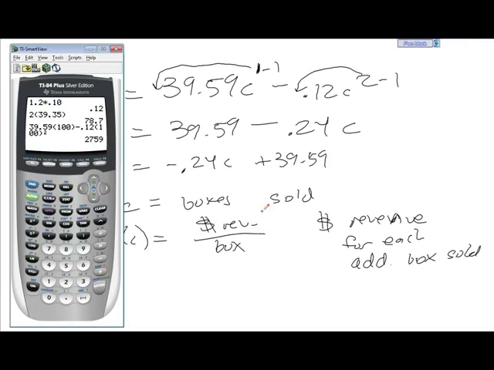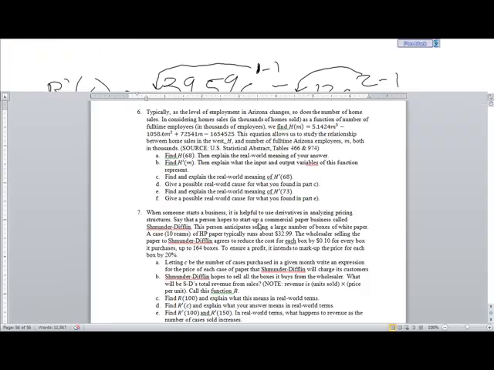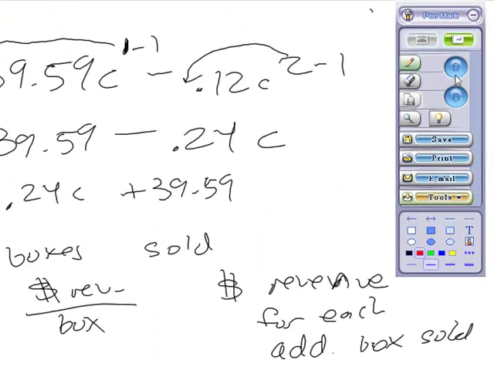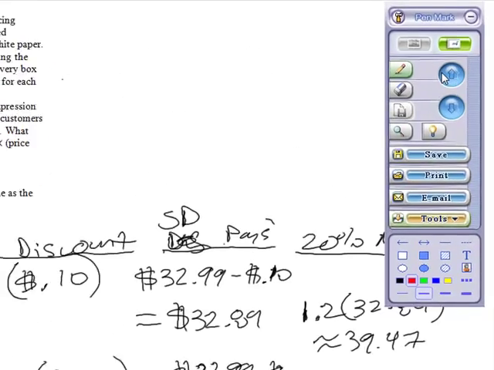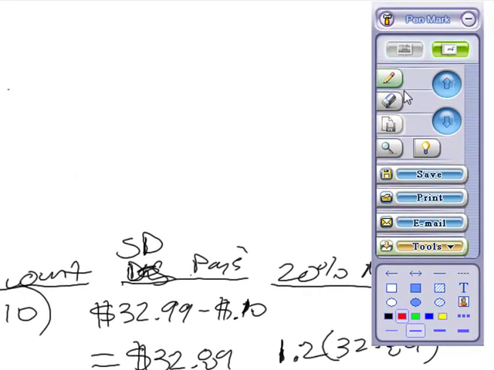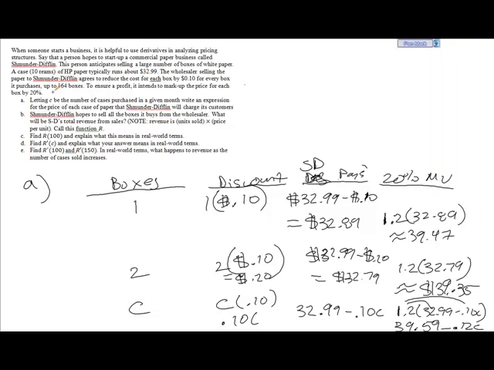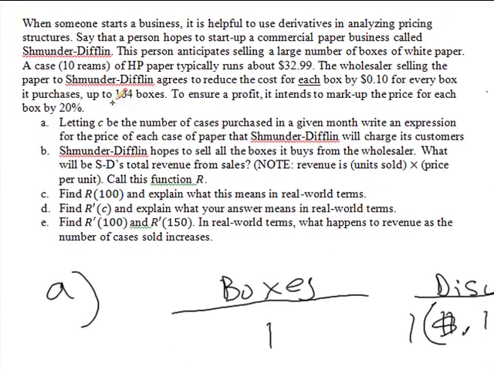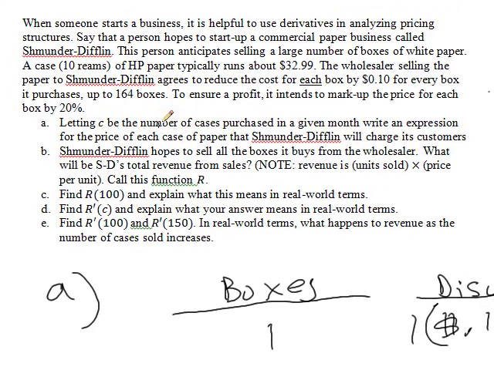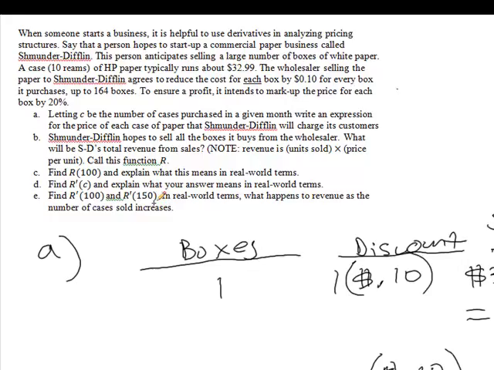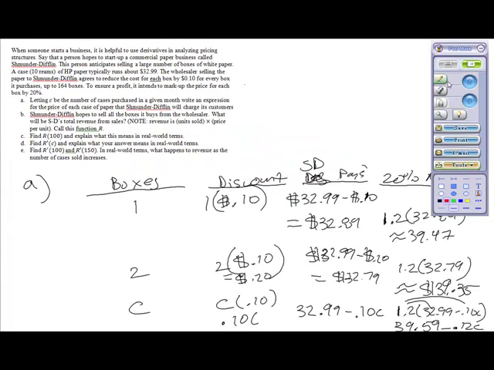Okay, so we want to find R prime of 100 and R prime of 150, and then in real world terms, what happens to revenue as the number of cases sold increases. So we can only do this up to 164 boxes. The wholesaler is basically not going to continue to make this discount, because at some point they start to lose money also, but they want to give Mat213 an incentive to buy from them.